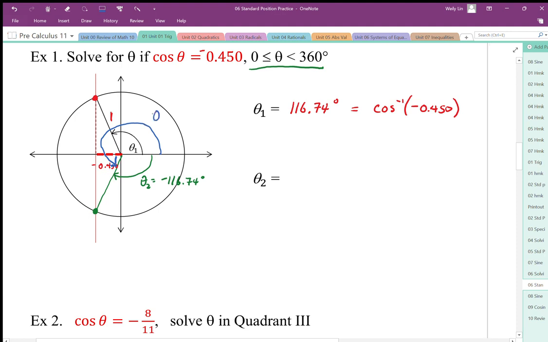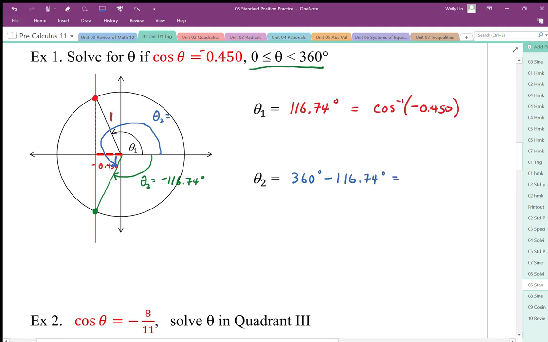And that is a theta 2, a coterminal angle, still the same theta 2, still the same position, but we're going to use a positive angle to do that. And to do that, we're going to use a symmetry. So I'm going to start at 360 degrees, and I'm just going to go backwards that 116.74 degrees, and that gives me my theta 2 angle.